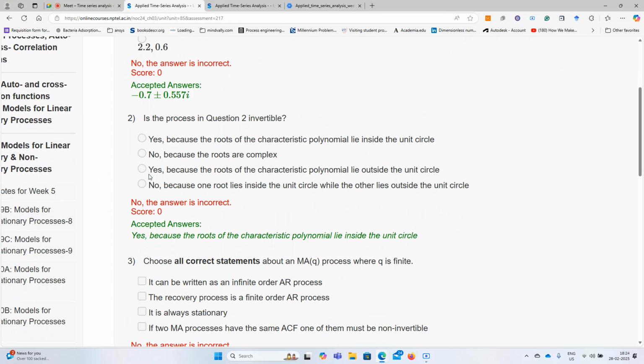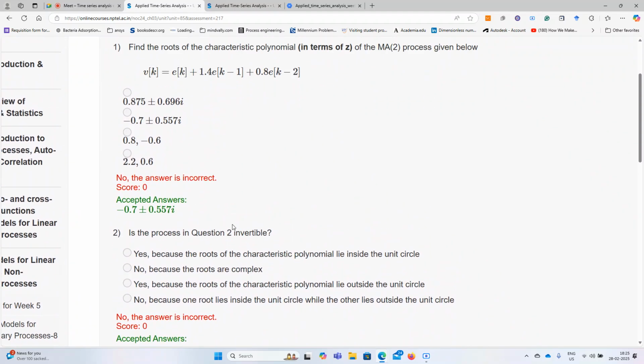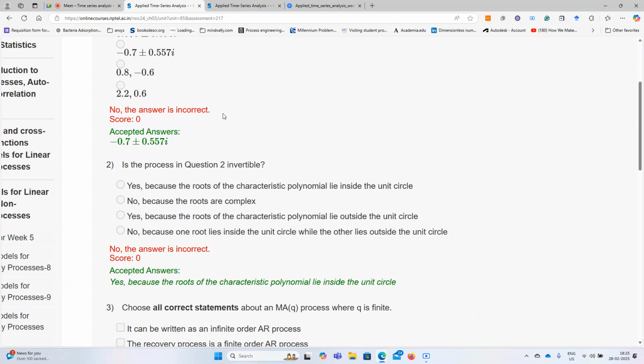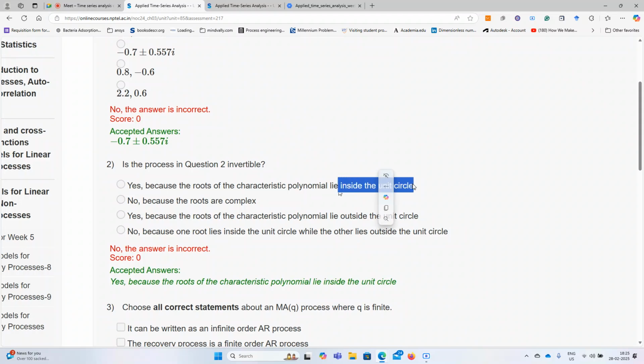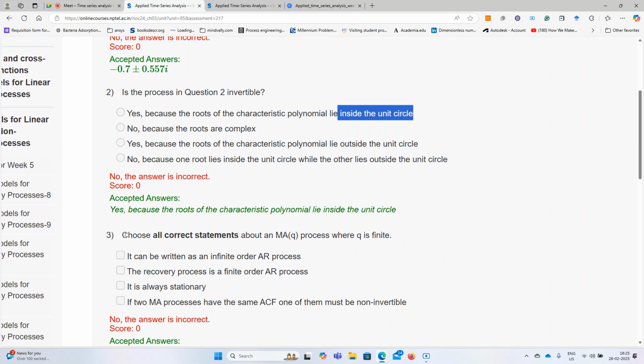Is the process in question two invertible? So it is not question two, it is actually for question one. So is the process in question one invertible? So the answer is yes, because the root lies inside the unit circle. If it lies outside the unit circle, then it might not be invertible. And having roots as complex does not matter. In that form, obviously you get complex roots most of the time.